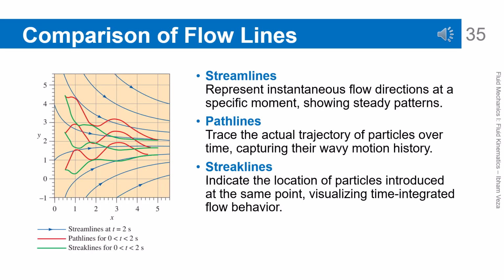Comparison of flow lines. Streamlines show the instantaneous flow direction at a given time. Path lines show the actual trajectories of particles over a time interval. Streak lines show the locations of all particles released from the same point.